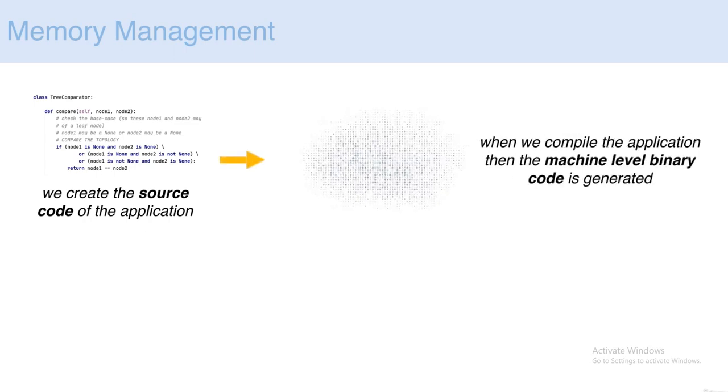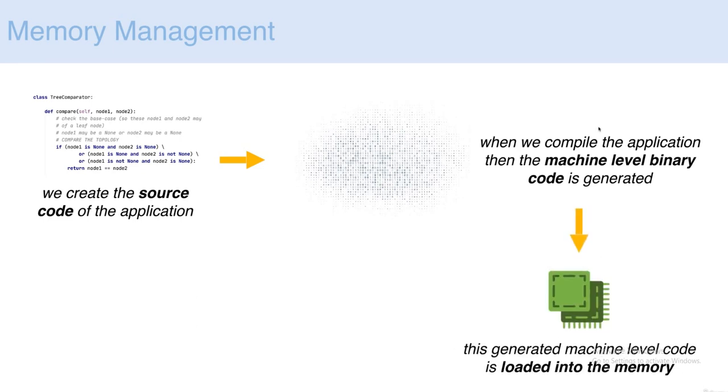So first of all, we have to create the source code of the application. Then, whenever we compile the application, the machine level binary code is generated, which is in binary. Whenever we would like to execute our compiled application, so essentially we would like to run the application, the generated machine level binary code must be loaded into memory. Of course, because the local variables, the global variables, the method calls must be stored in the memory.